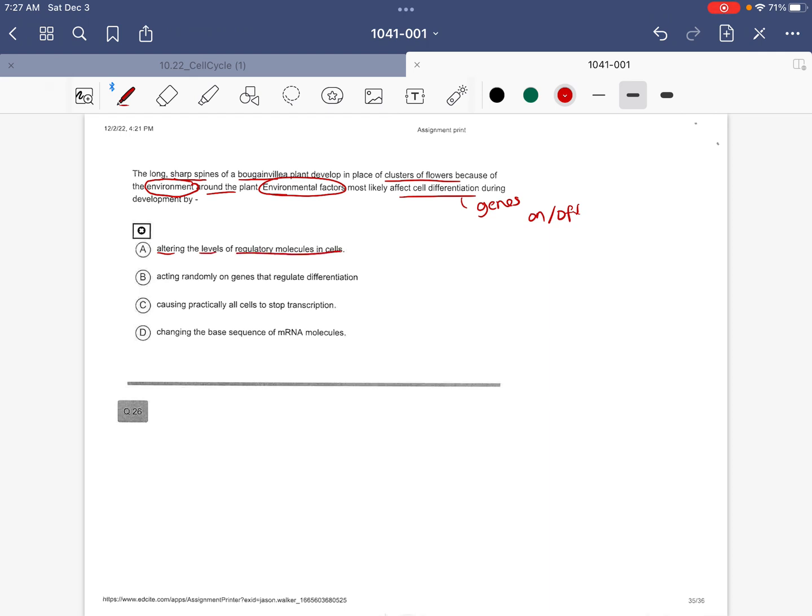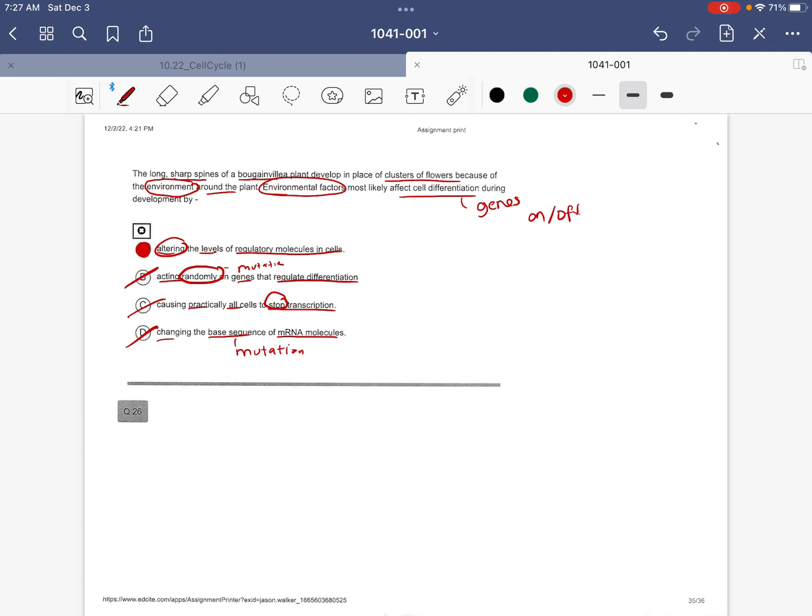Altering the levels of regulatory molecules in the cell, acting randomly on genes that regulate cell differentiation. So randomly things are mutations. It is not a mutation. Remember, it is affected by the environment, causing practically all cells to stop transcription. It's not stopping anything. You're still making proteins and changing the base sequences of mRNA molecules. Again, when you change the base sequence, it is telling you that this is a mutation. This is not a mutation. This is just something that happens. So you do change the regulatory molecules in the cell.